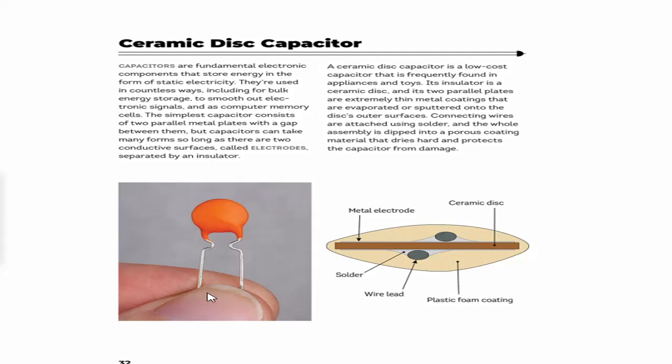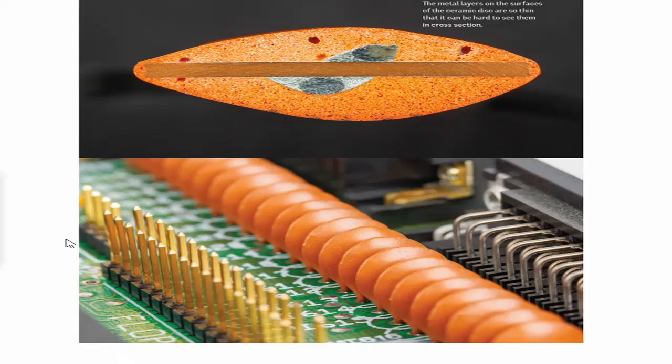Here is a ceramic disc capacitor. Here you can see the diagram and a cross section of the capacitor. This is a plastic foam coating. The wire leads are these two. These are the metal electrodes, and this is a ceramic disc, and this is the solder. Here you can see the real life cross section of a ceramic disc capacitor.